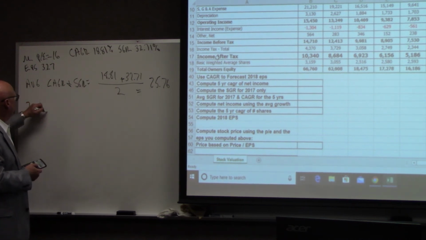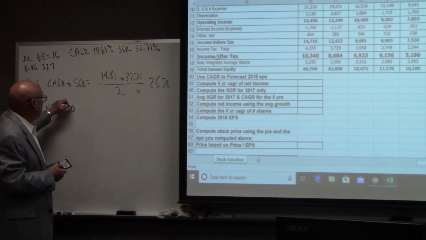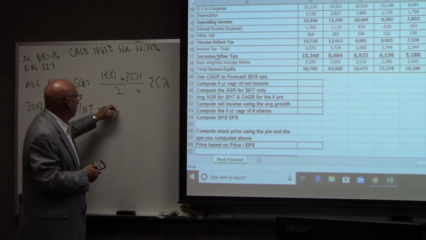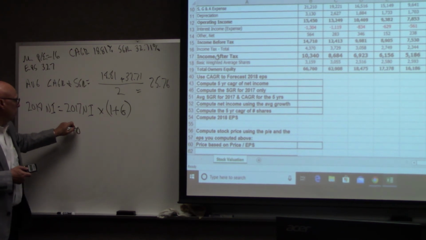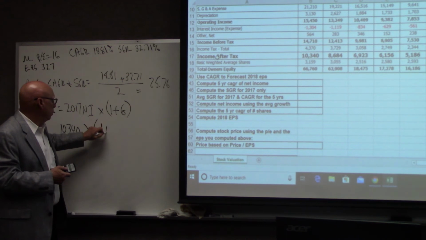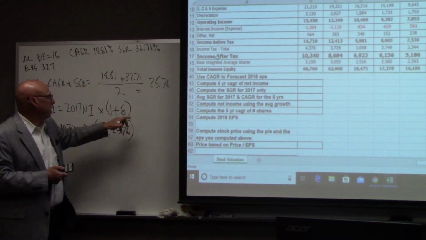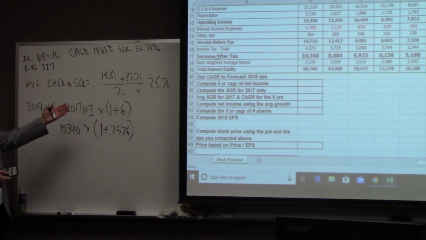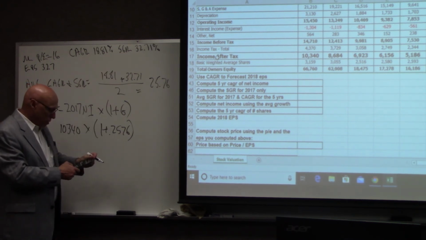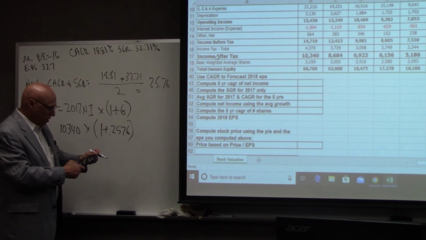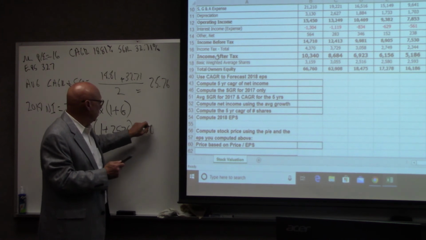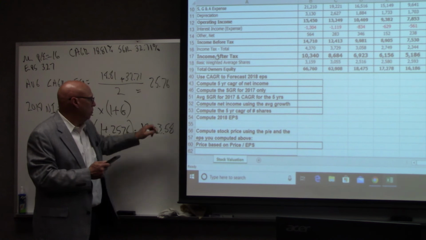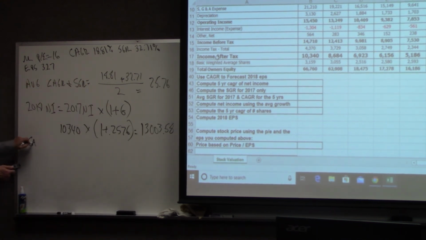So 2018 net income is equal to 2017 net income times 1 plus the growth rate. So 2017 is 10,340 times 1 plus 0.2576. That's why we calculated that. It's the growth rate. It's the average of the CAGR and the SGR. So 10,340 times 1.2576 is equal to 13,003.58.